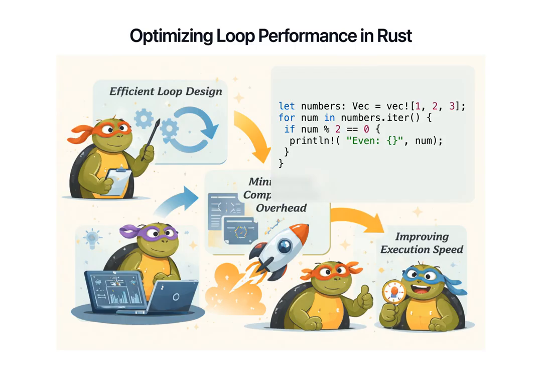Performance optimization in Rust loops focuses on efficient design and reducing computational overhead. By carefully structuring loops, developers can enhance execution speed and resource utilization.